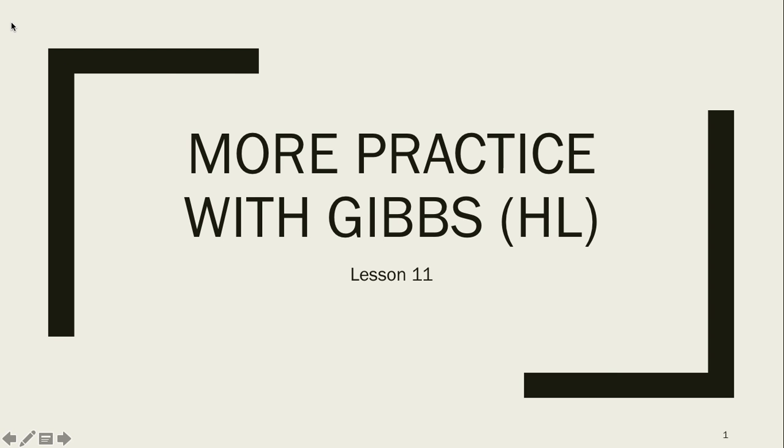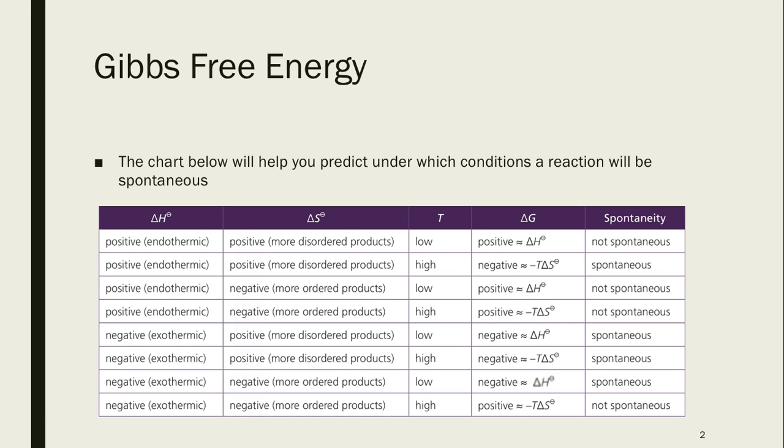All right, here we have lesson 11, in which we are going to do some more practice with Gibbs. In the previous lesson, we got our introduction to Gibbs free energy and the change delta G. The big thing we wanted to know was when will a reaction be spontaneous and when will it be not spontaneous? We learned that if delta G was less than zero, then it was spontaneous, and if it was greater than zero, then it would be not spontaneous.